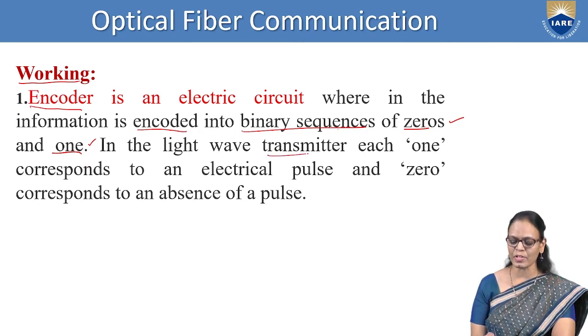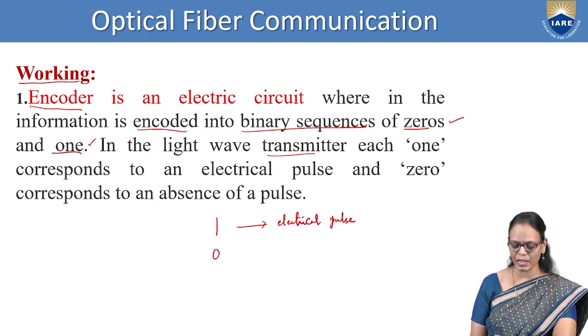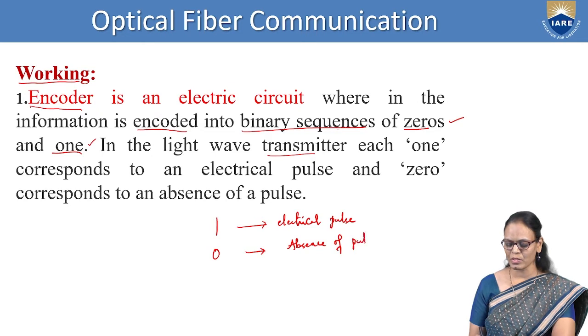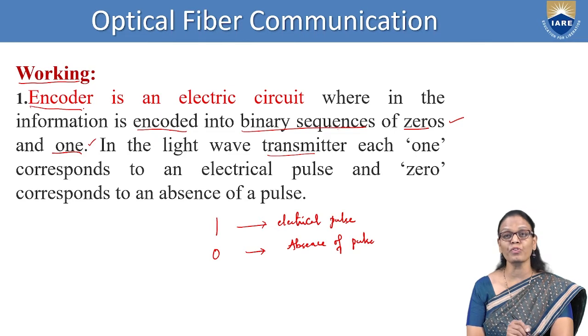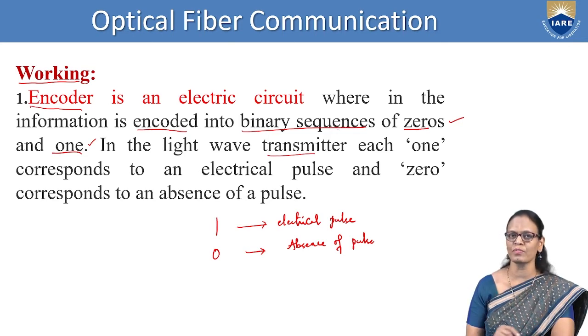So in a light wave transmitter, each 1 corresponds to an electrical pulse. There is a pulse if it is 1. And if it is a 0, it is absence of pulse. There is no signal or there is no pulse. So this is what happens in an encoder. It is an electric circuit where the information is encoded into binary sequences of zeros and ones. 1 means the presence of an electrical pulse and 0 is the absence of pulse.